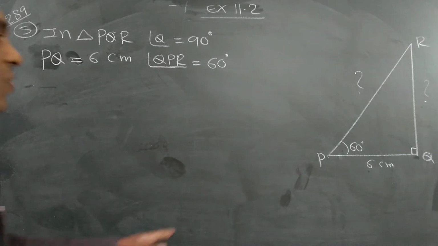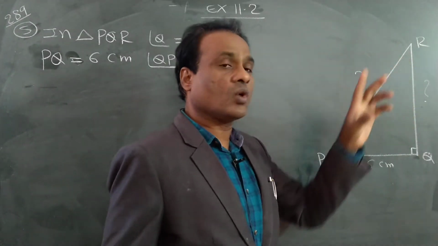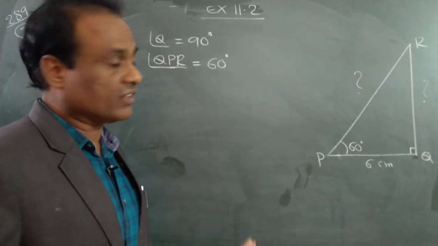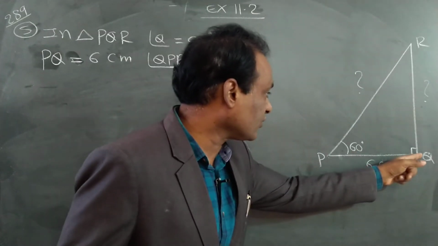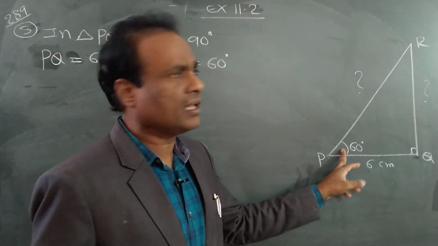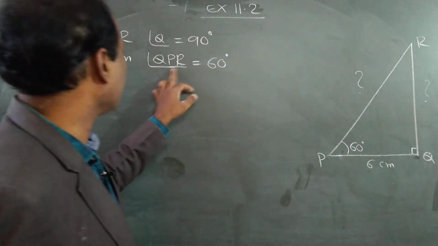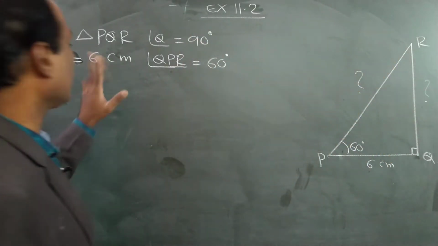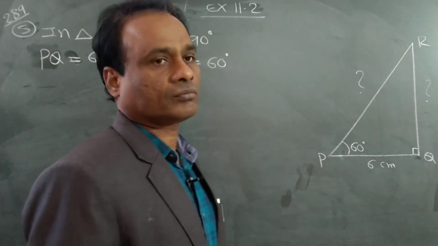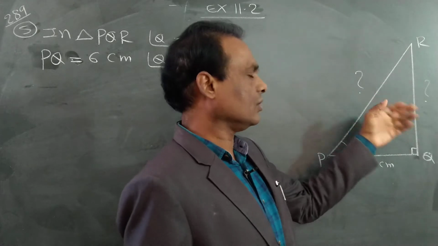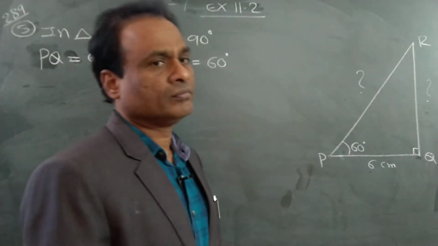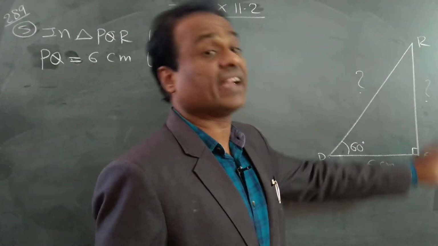What are the steps? What is the given figure? PQR is a triangle and it is also given that Q is 90 degrees. It is also given that this angle is 60 degrees, angle QPR or simply angle P. We can call it as angle P or angle QPR is 60 degrees and this PQ is 6 centimeters. Now this side I am finding. We have to find this side and this side. First let me find this side.